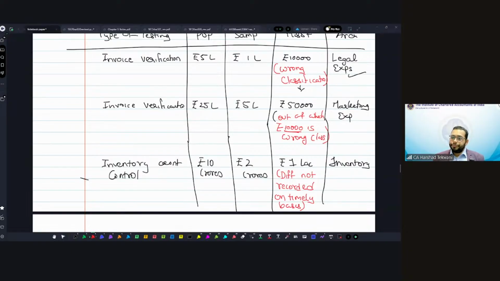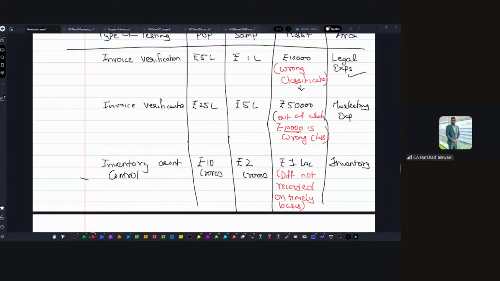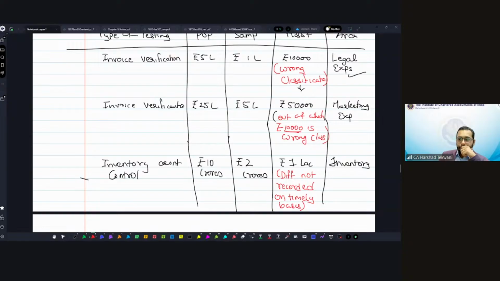Sir, see, first there are 3 line items given in this question. The first line item talks about the invoice verification. Here 10,000 is wrongly classified. To the extent of 1 lakh, 10,000 divided by 1 lakh is 10%, which on the 5 lakh will come to 50,000 misstatement. We can say that. Accordingly, we can strengthen our further audit procedure.